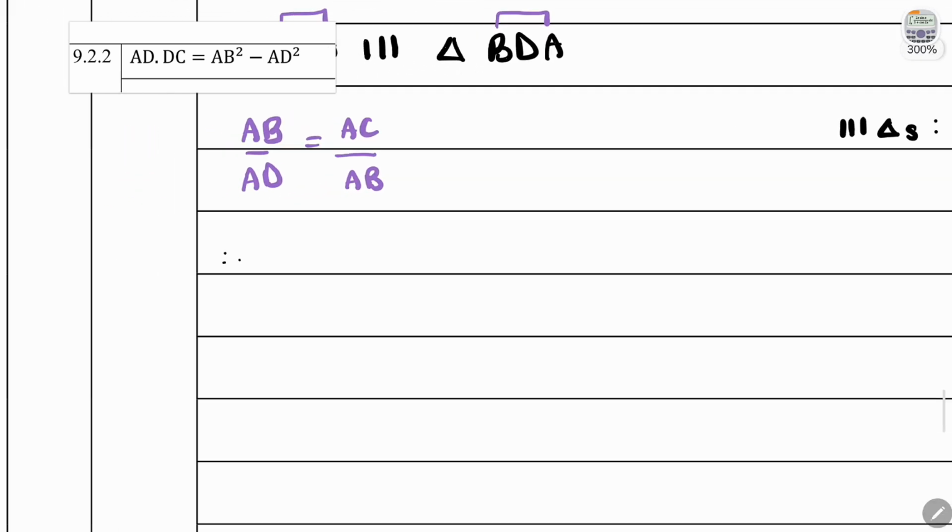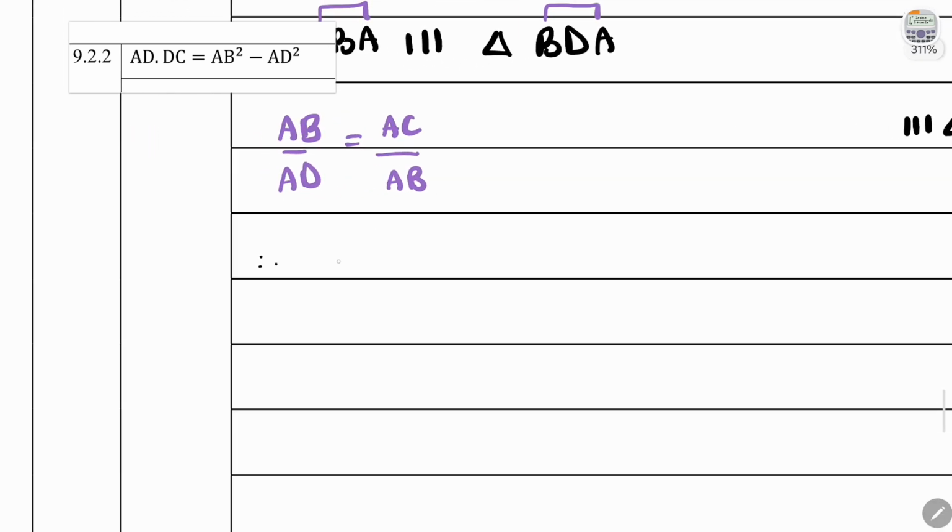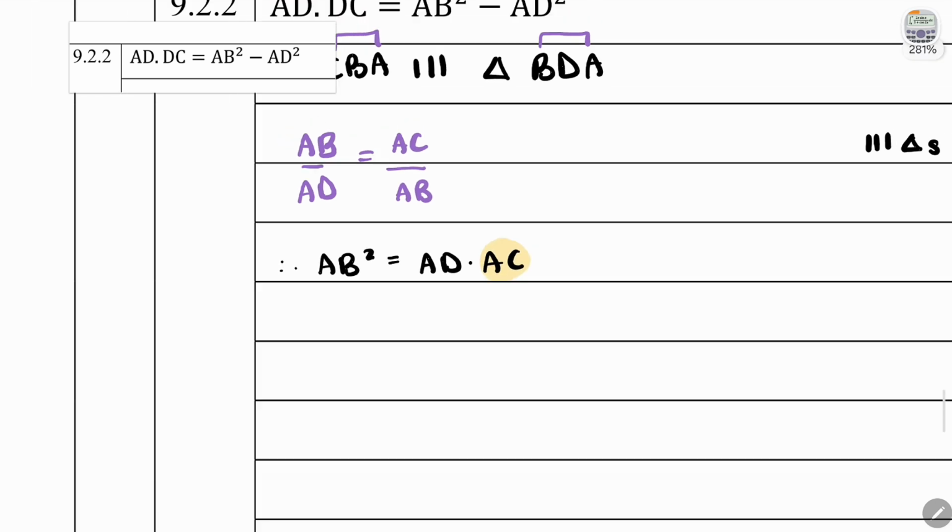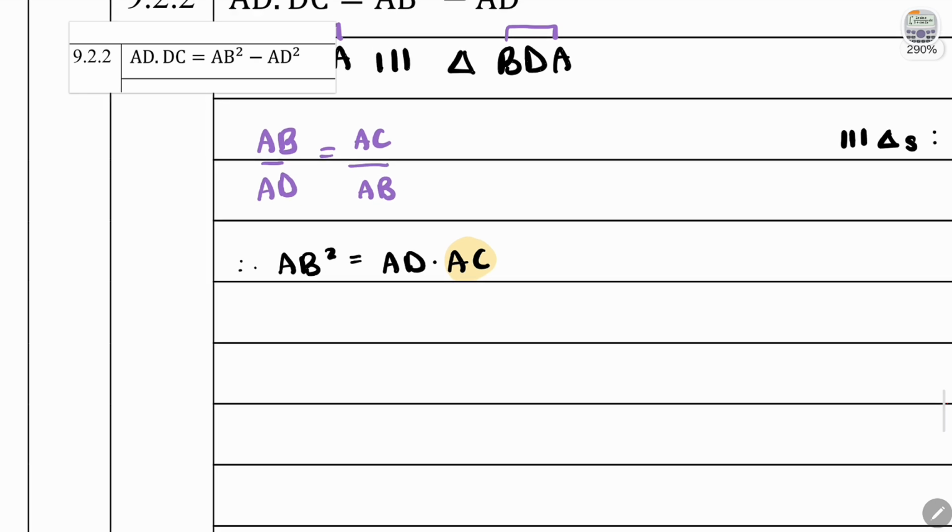Okay, so now let's cross multiply here. That's AB times AB, which gives us AB squared. And then we have AD times AC. Now looking at what we have in our question compared to what we have here, we've got AB squared and an AD, just one of it. And then we don't have DC, but we do have AC. So now our focus can be on AC. AC has to be some sort of line that helps to somehow include DC.